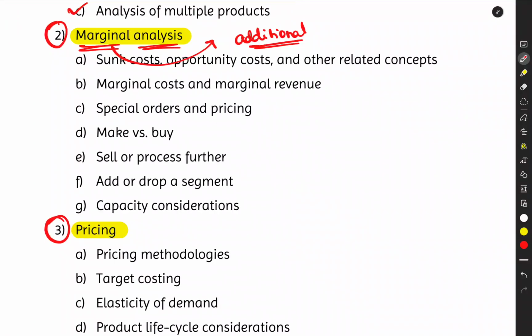What are those decision makings? So first, let's understand, before taking decisions, we need some inputs. What are those inputs? The first one is sunk cost, opportunity cost, and other related concepts. So sunk cost means something that has already happened. Like I have already purchased a bike. So now I am contemplating on whether to take a trip.